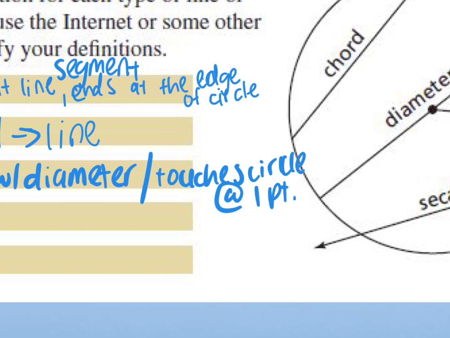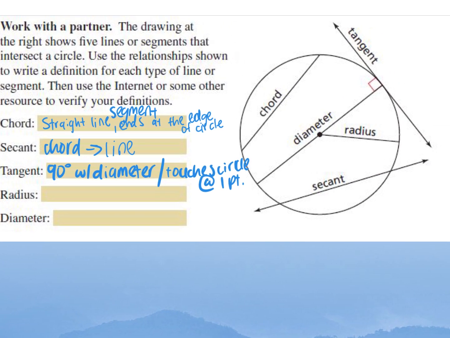Okay? That says it touches the circle at one point. A chord and a secant touch the circle at how many points? 2. Okay? The tangent is different because it only touches the circle at one point, and it's this point right here. Okay?